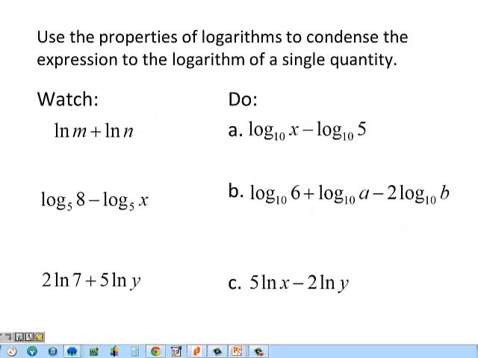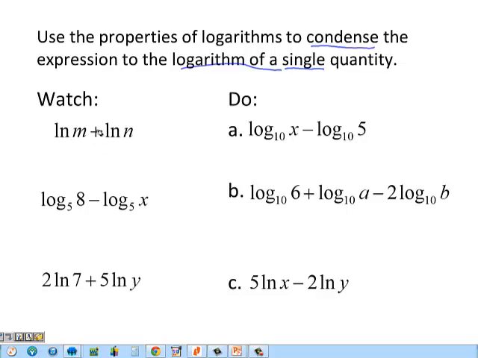Alright, I'm going to do these 3, you're going to do these 3. And now we're going to condense. And when we're condensing, you're only allowed to use one single log in your answer. Okay, I got people that use more than one log. That means they haven't really finished the problem. So when you're condensing, your answer only can have one log symbol in it.